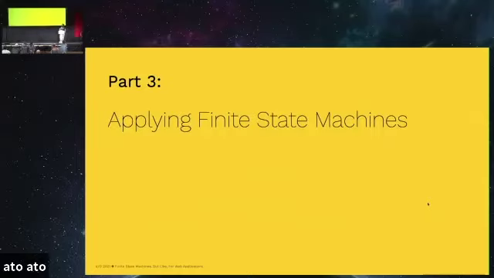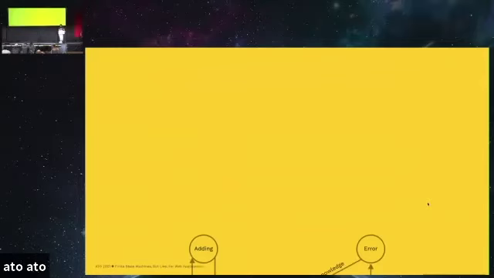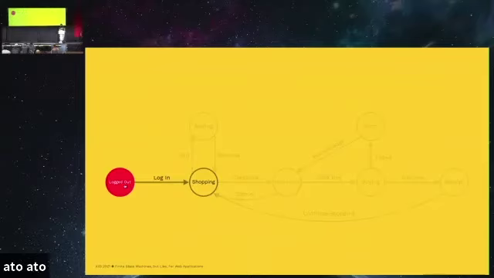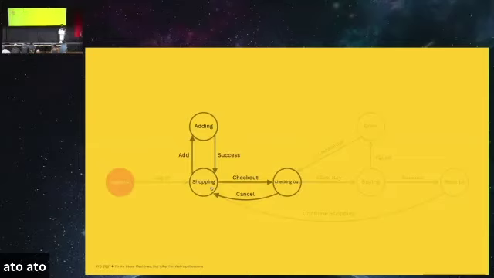Okay, so that covers some examples. Hopefully that makes some sense if you haven't been exposed to these. How do we apply that? So we have our shopping site yet again. This time, let's think about how we can model this in a state machine. Initially, we are in this logged out state, and we only have one option: we can log in. And when we log in, we move to shopping. While we're shopping, if we add stuff to the cart, we go up to this adding state. And then on the adding state, when that succeeds, we come back to the shopping state.